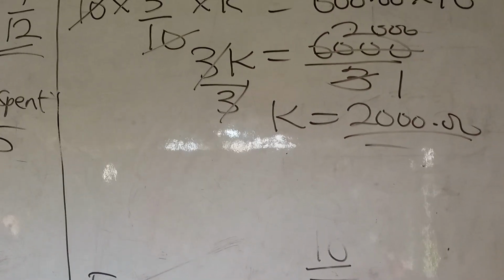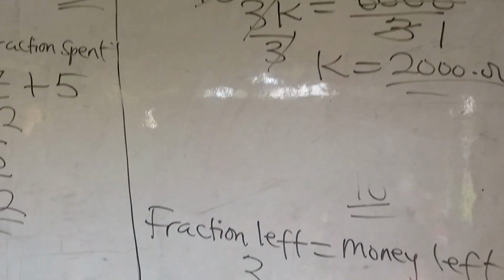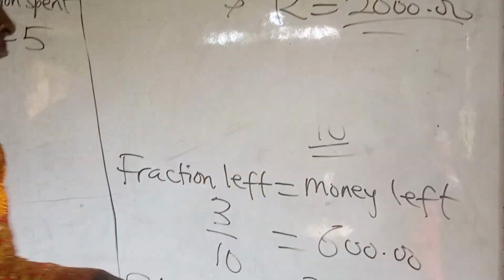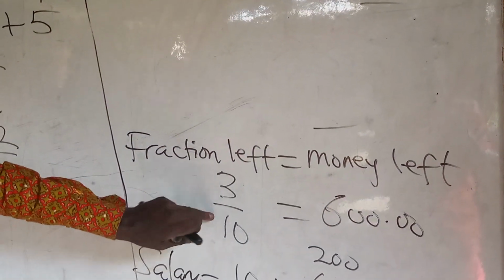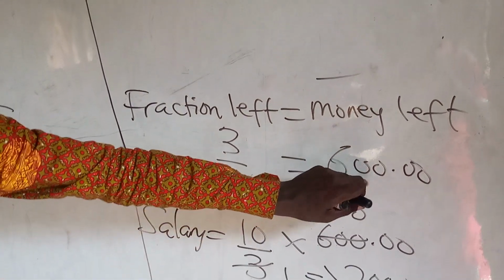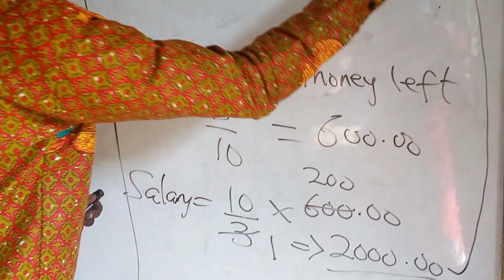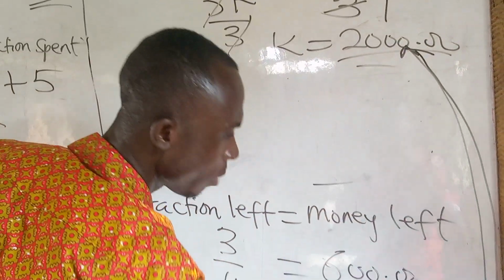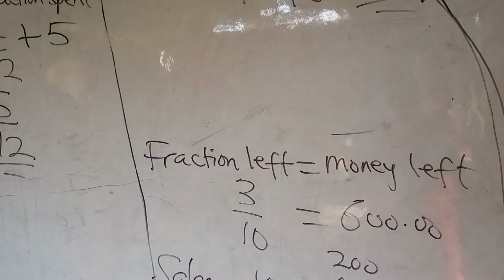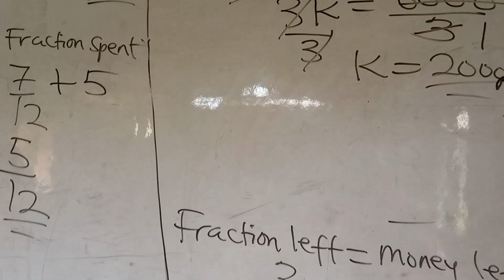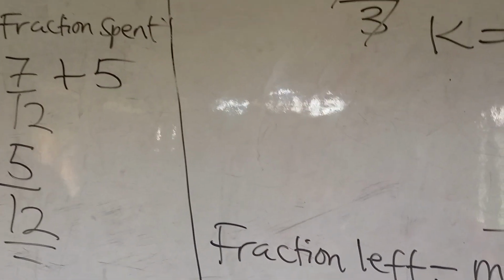So why don't you use this simple approach? Because once you know fraction left is equal to money left, you just turn this fraction upside down and multiply it by your amount left. We get the same answer, 2,000. So you choose the simplest method to solve your total salary.